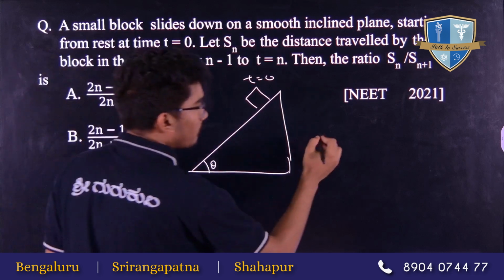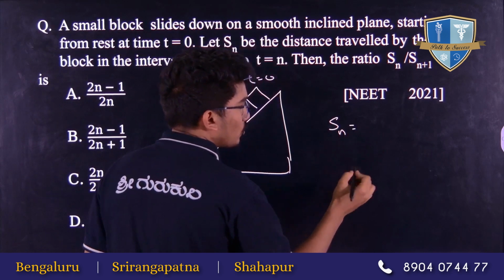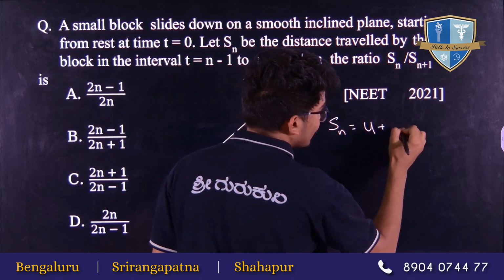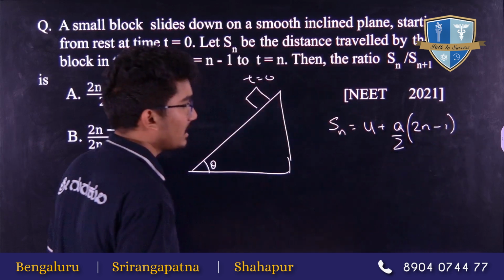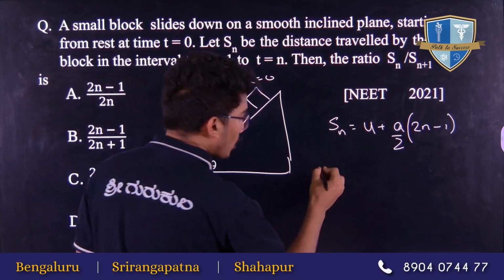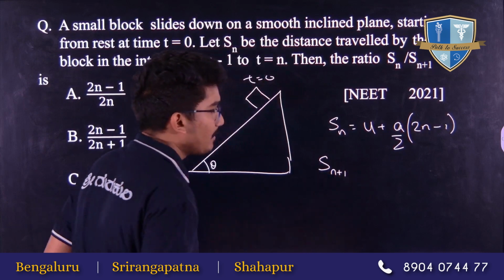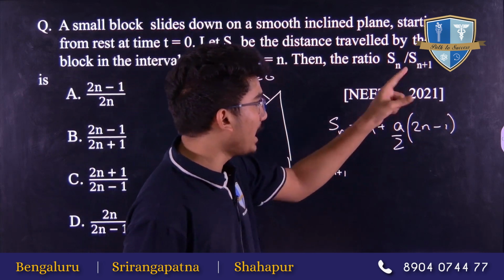Now we know the formula for Sn. Sn is equal to u plus a by 2 into 2n minus 1. Correct? This is the Sn formula. Now what is the formula for Sn plus 1? Simply, wherever we have n, we put n plus 1. Correct?